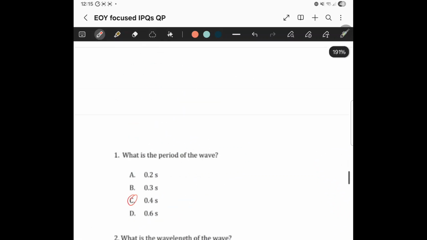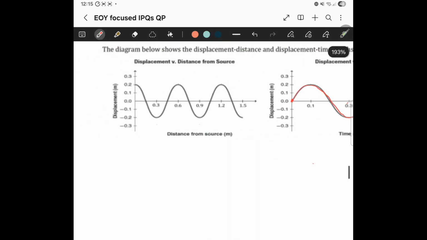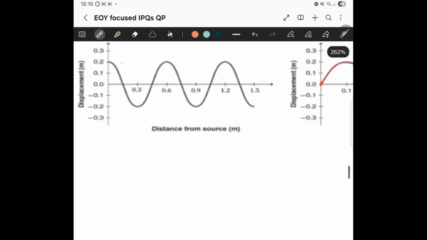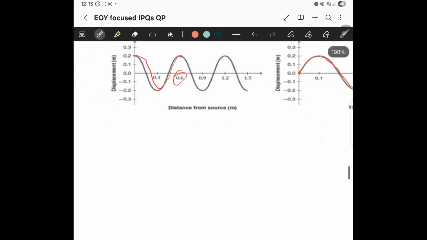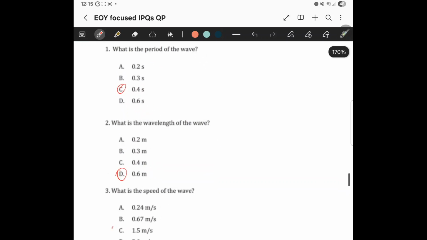What is the wavelength of the wave? So I'm not going to use this one because that's time. This is the distance, this is wavelength, so I can go from the start to the top to the top. Top to the top, that is one complete wave, that is 0.6. So the wavelength, I will say, is D, 0.6.